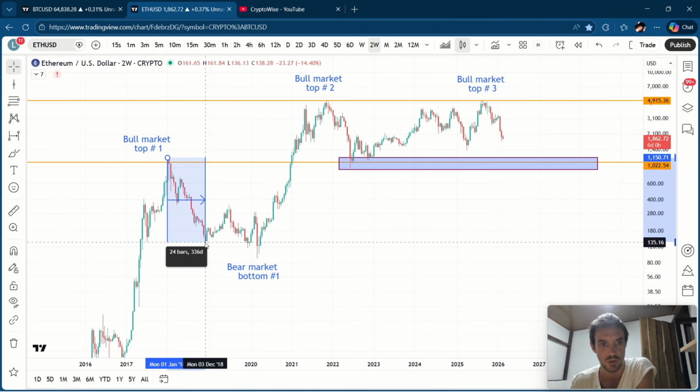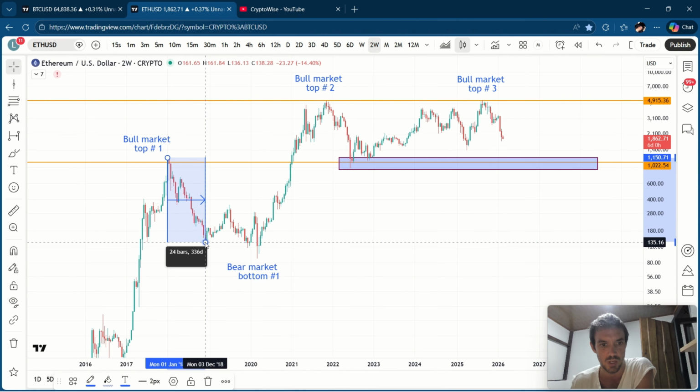I'm counting this swing low here, December 2018, because that's when Bitcoin bottomed, and it was pretty much a year later. We did get another low here in March 2020, but that was the COVID crash, so I'm discounting that as a bottom just for the sake of data.